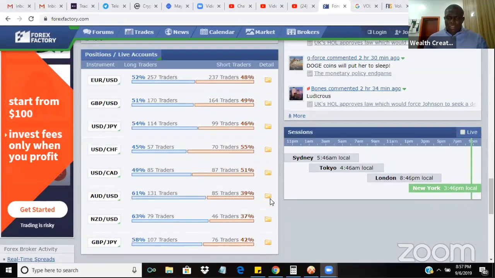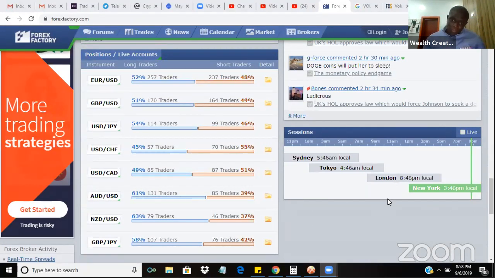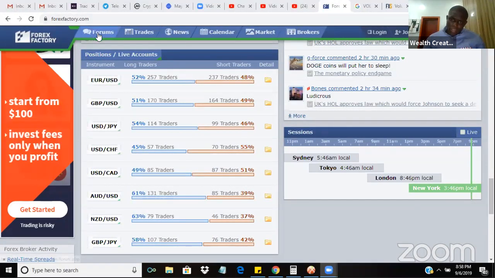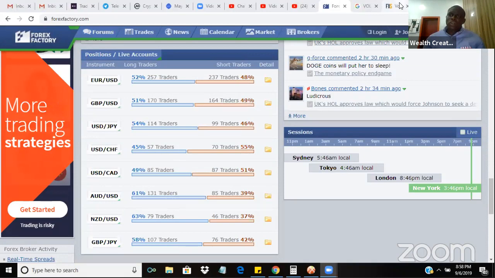Sentiment has to do with where volume is, where investors are putting their money. It's also available on Forex Factory, but this is for only those that are on Forex Factory, so you can't really work with this.